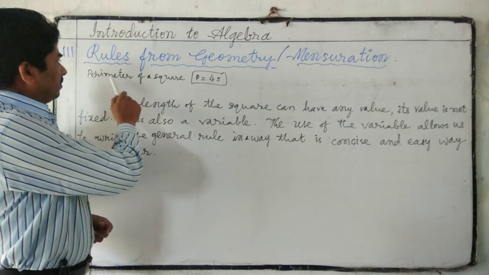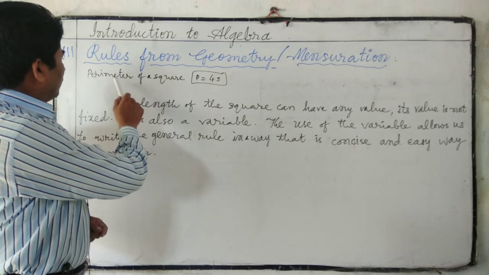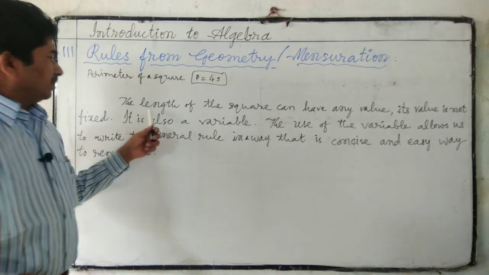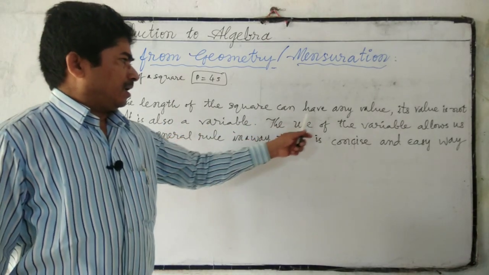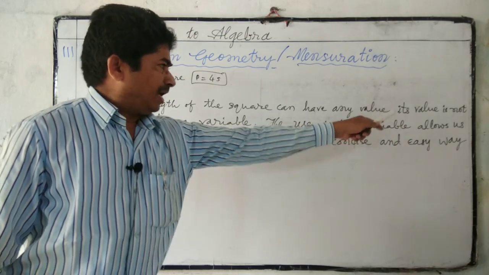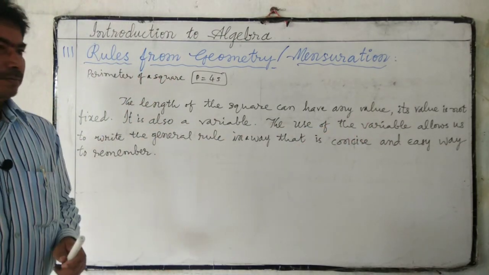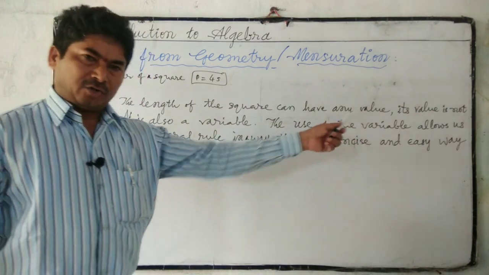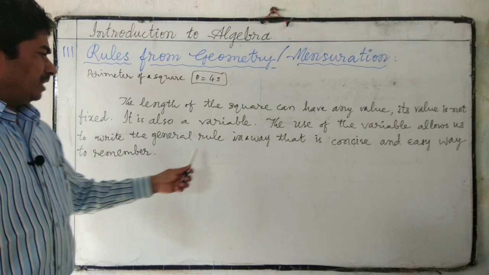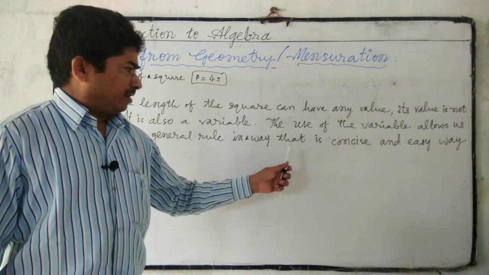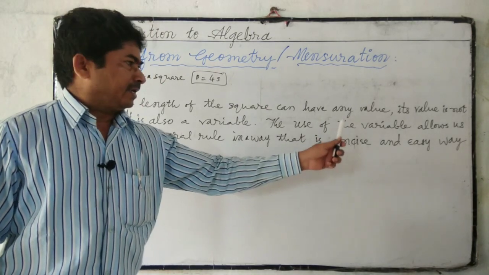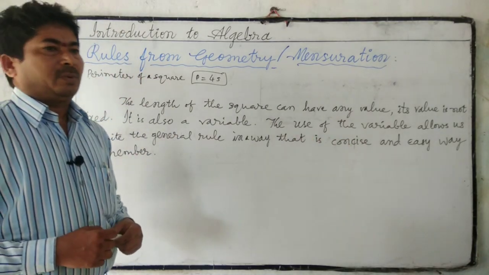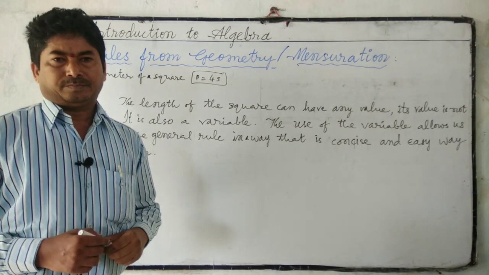What we understood from the perimeter of a square, P is equal to 4S, is that the length of the side of the square can have any value. Its value is not fixed. It is also a variable. The use of the variable allows us to write the general rule in a way that is concise and easy to remember. That is the benefit of using variables.